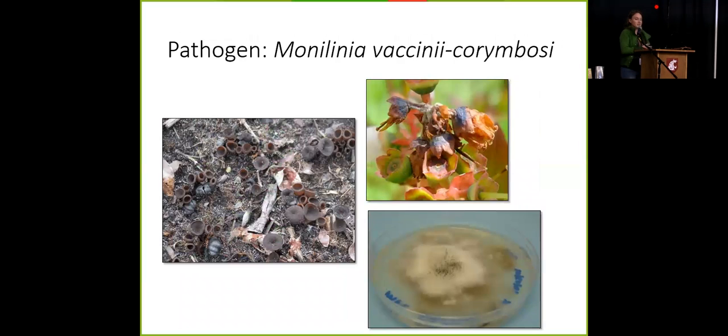So the pathogen is called Monilinia vaccinii-corymbosi, which is a fungus. And here are some photos of how it looks. In the field, it appears as small mushrooms developing from old berries on the ground. On the plants, it appears as this fluffy mycelium on the symptoms, and when we take it to the laboratory on culture media, it appears as this white fluffy growth.